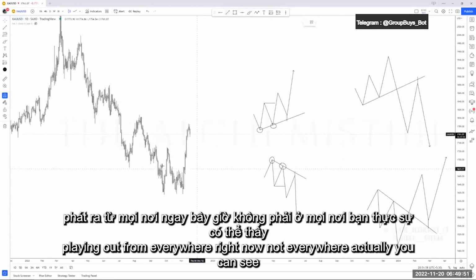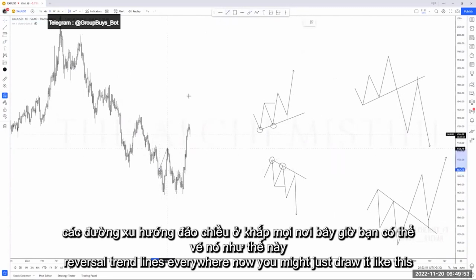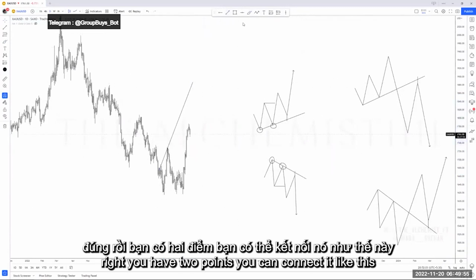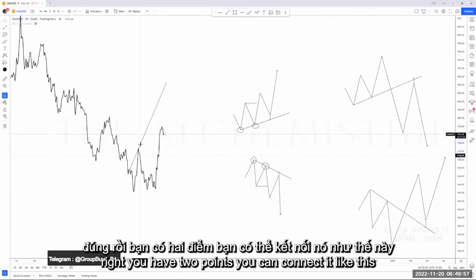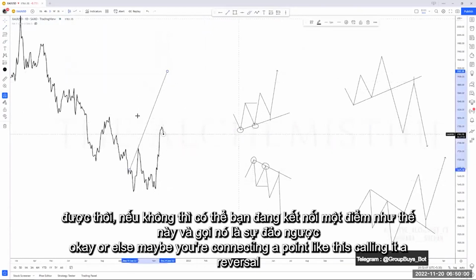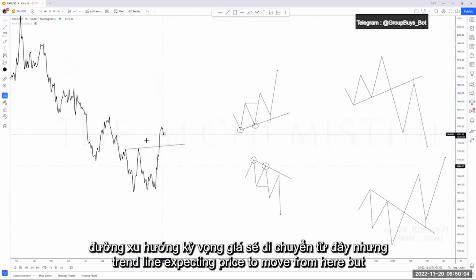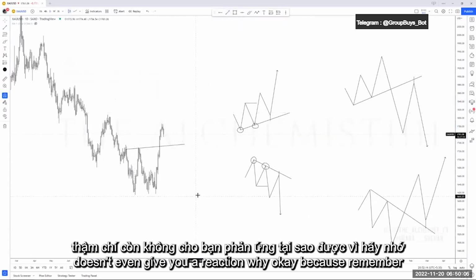Right now, not everywhere actually. You can see reversal trend lines everywhere. Now you might just draw it like this, right? See, we have 2 points. You can connect it like this. Or else maybe you're connecting a point like this, calling it a reversal trend line, expecting price to move from here, but it doesn't even give you a reaction.